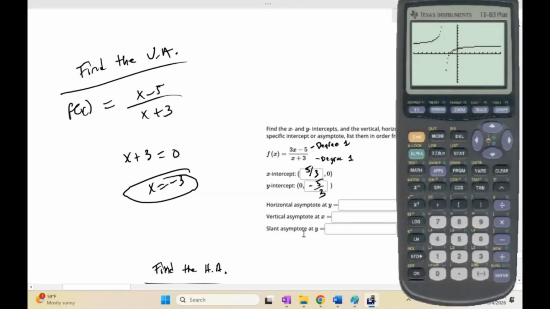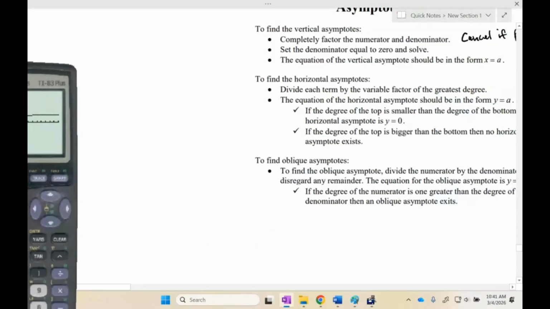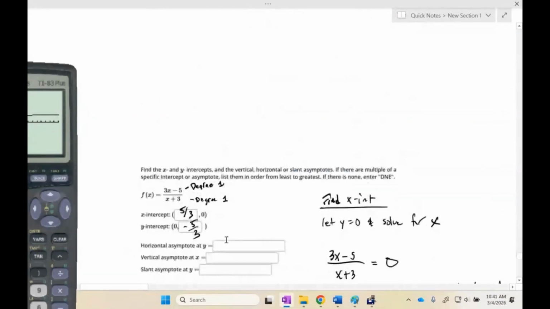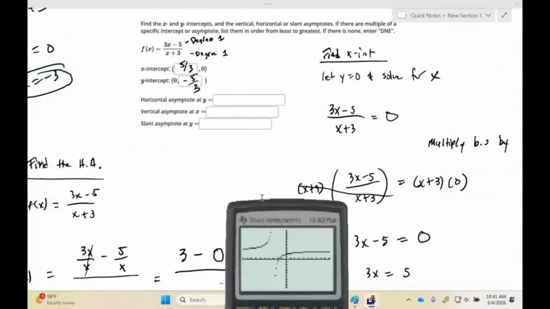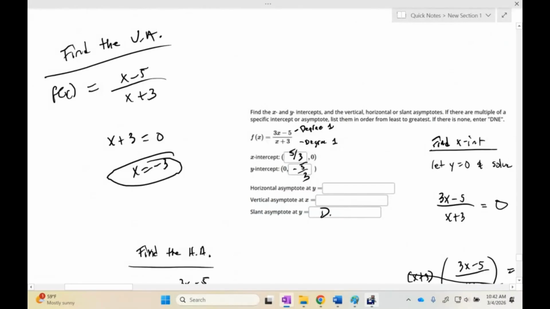Now for the slant asymptote, again, if we go back to the steps, the first thing we want to do is check to see if one exists, and it says that the degree of the numerator has to be exactly 1 degree greater than the denominator. So if we look back at our problem, they both have the same degree, right? The degree at the top is 1, the degree at the bottom is 1. So for this one, the slant asymptote does not exist because the numerator and the denominator both have the same degree.